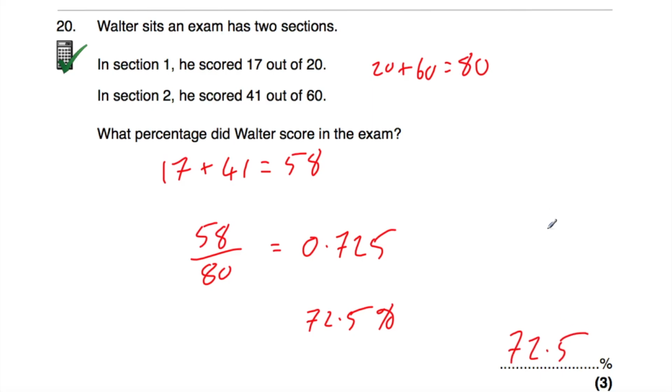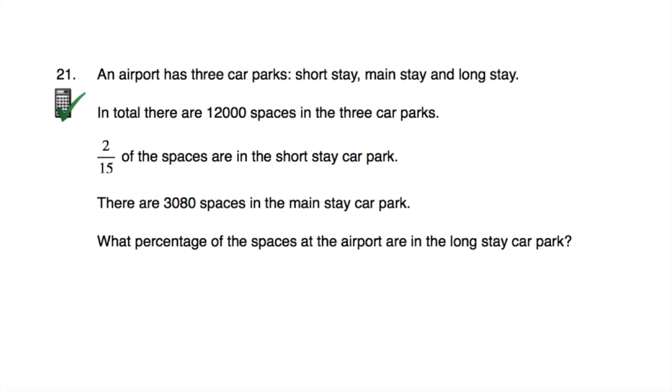That's the percentage that Walter scored in the exam. So we added together the total number of marks available, that's 80. We added up how many marks he scored, 58. We wrote it as a fraction. We changed that fraction to a decimal by doing the numerator divided by the denominator, and then we changed that to a percentage. Okay, let's look at our next question, question number 21.